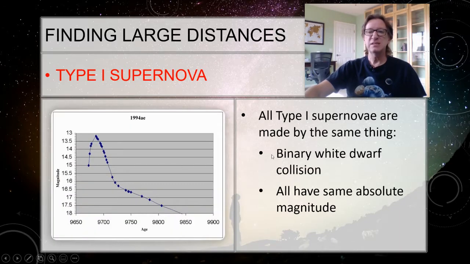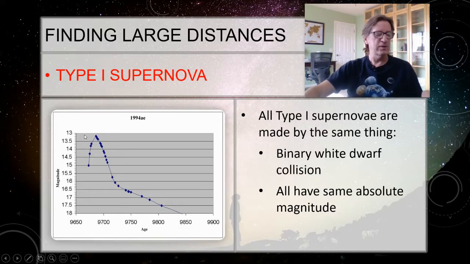Well, since these things are all made by the same thing, a binary white dwarf collision, they all have exactly the same absolute magnitude. So this is a typical light curve from a type 1 supernova. This one happened in 1994, and this is the apparent magnitude that we're looking at here. All you need to do for the type 1 supernova is find out what its peak magnitude was. So its peak magnitude in this case might have been, and that's a little hard to read, but maybe 13.2 or something like that.